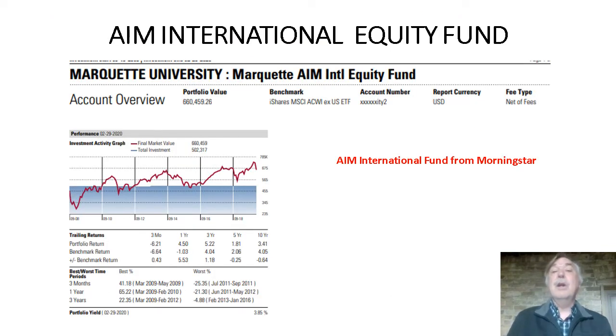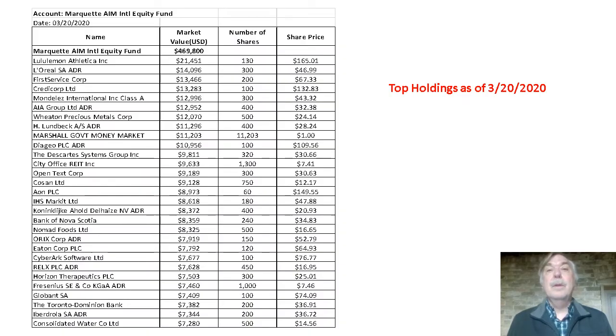Okay, so let's turn our attention to the AIM International Fund, which over the long term has been doing well, but of course has suffered some rather dramatic decreases in value over the past 3 weeks. Here are the top holdings. Lululemon and L'Oreal continue to be our largest holdings. Interestingly, on a year-to-date basis, the only international stock that's above zero is L'Oreal.